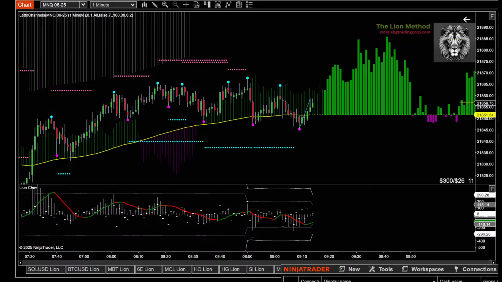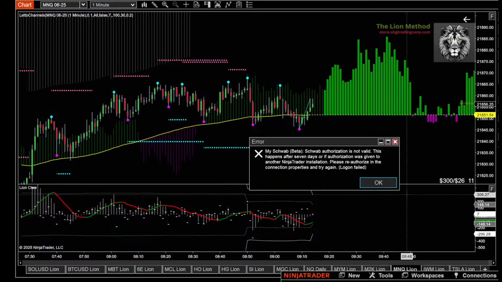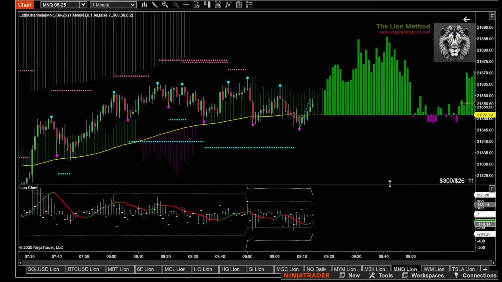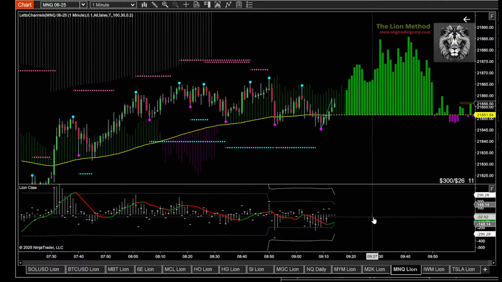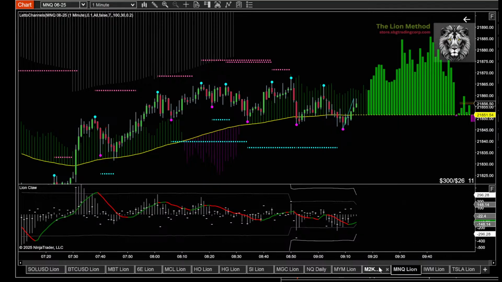Let's see if I can connect to my equities feed. Now, I've got to work on my Schwab connection. If you don't know this, NinjaTrader does connect to the Schwab data feed. It used to be the TD Ameritrade data feed, so check with Ninja if you have questions on that.